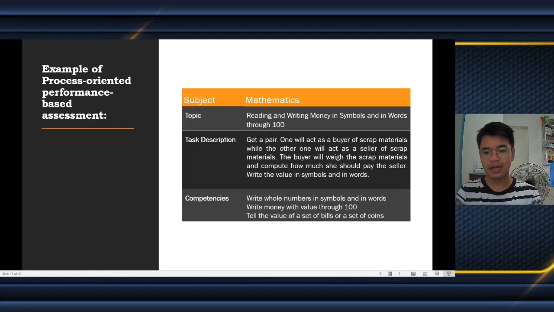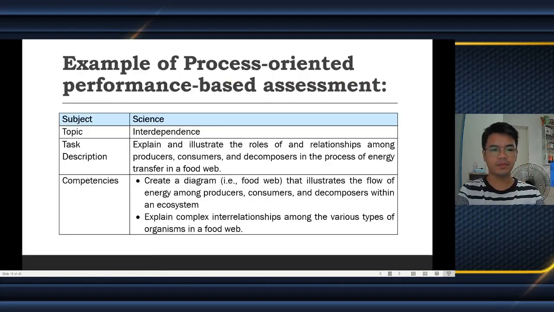It's a multi-stage task. Dapat magawa niya ito bago makapunta dun sa bagay na yun. And throughout the process, dapat na-observe yung competencies na ito. Okay? So dito natin makikita na mas pinapahalagahan yung proseso kaysa dun sa final na gagawin ng bata o yung output, yung product. In science, for example, the topic is interdependence, okay, or symbiotic relationships.